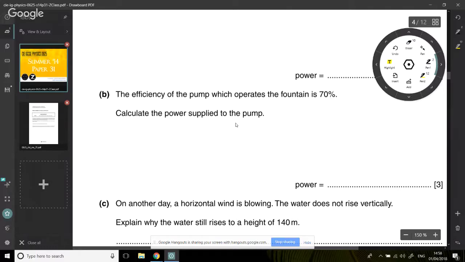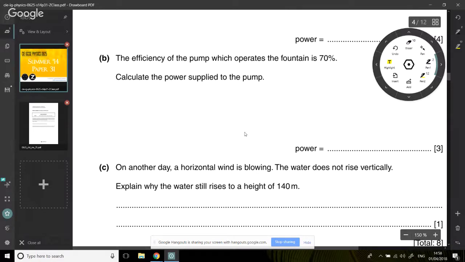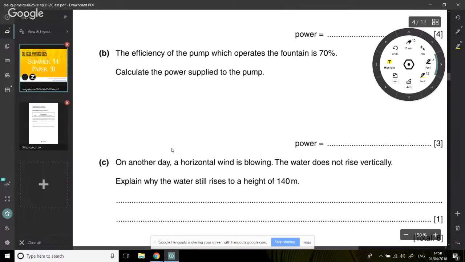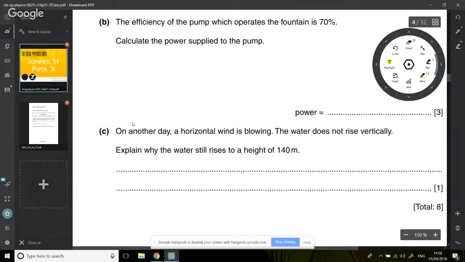But again, this is quite a straightforward question. Just plug in your answers into the formula. This one's slightly interesting, and I'm not sure I'm 100% happy with the actual question itself and the answer. So it's talking about what would happen if there was a horizontal wind blowing, and explain why the water still rises to a height of 140.